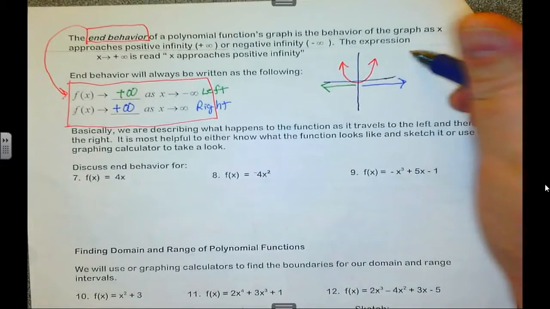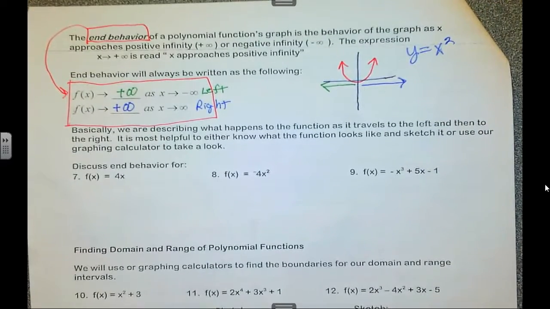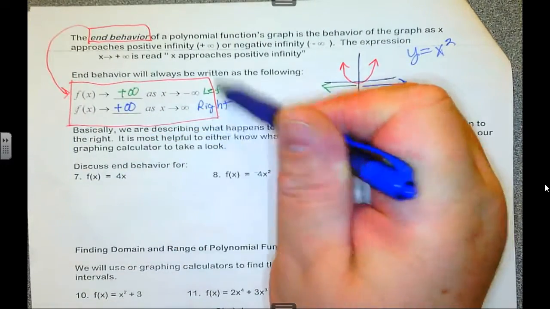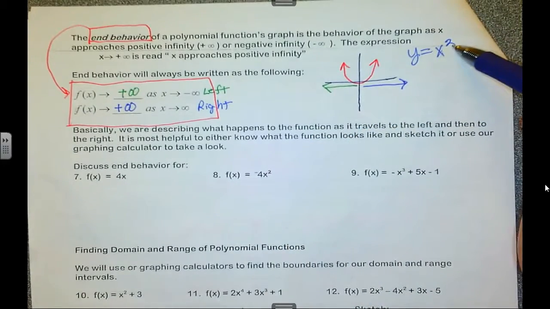Now notice, this is y equals x squared. That's a parabola. That's the parent graph for a parabola. The end behavior for all parabolas.